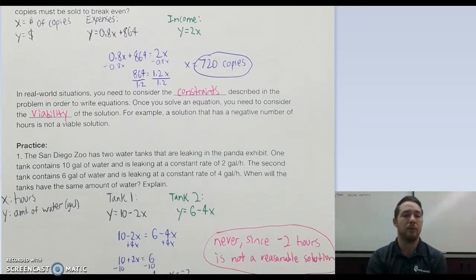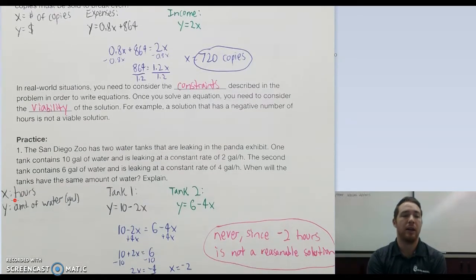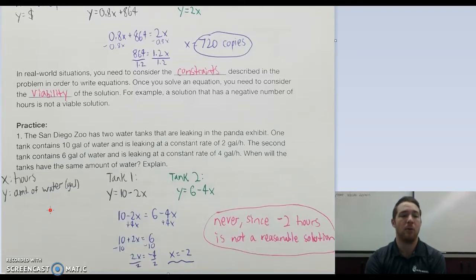We've got to define our variables first. So x we're going to say is the number of hours it's going to take, and y is the amount of water in each tank. Again, since they're both being measured for water, I can use y in those 2 separate equations. So for tank 1, my amount of water, again y, I start with 10 gallons, but I'm also losing 2 gallons every hour because it's leaking, so my equation is y equals 10 minus 2x. For the second tank, I still am measuring the amount of water, so that's y equals. I start with 6 gallons, this time I'm losing 4 gallons per hour, so that's minus 4x.